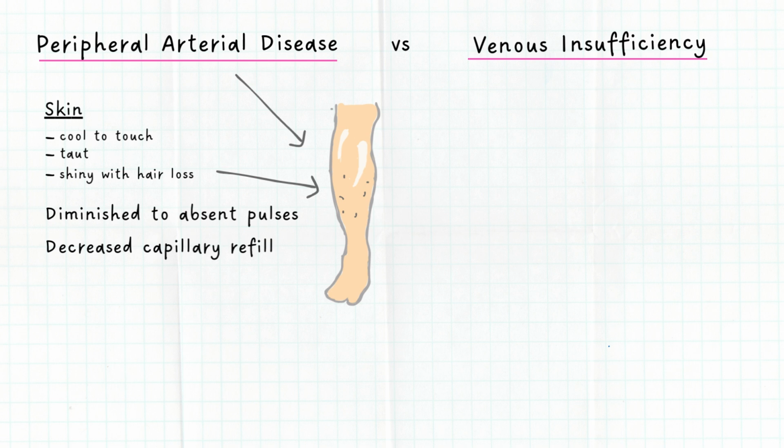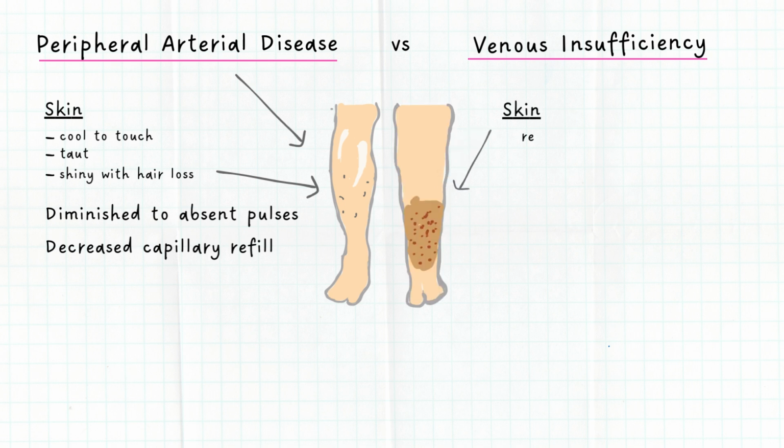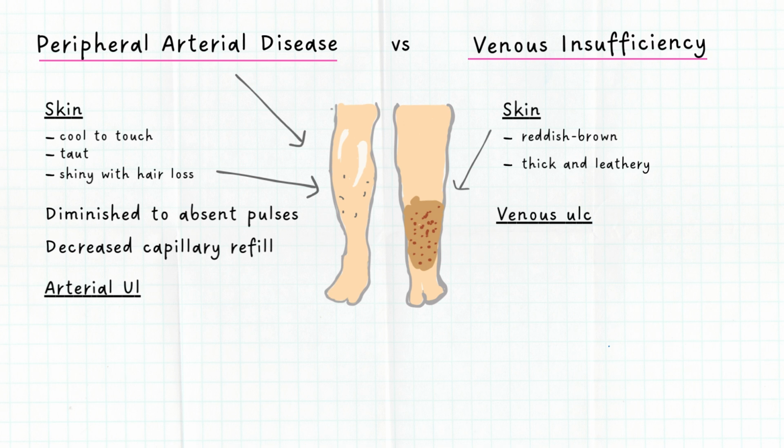On the contrary, skin in the lower legs in patients with venous insufficiency may appear reddish-brown, thick and leathery due to leaking of serous fluid and red blood cells into the surrounding tissues. Both PAD and venous insufficiency can cause ulcers in the lower legs.